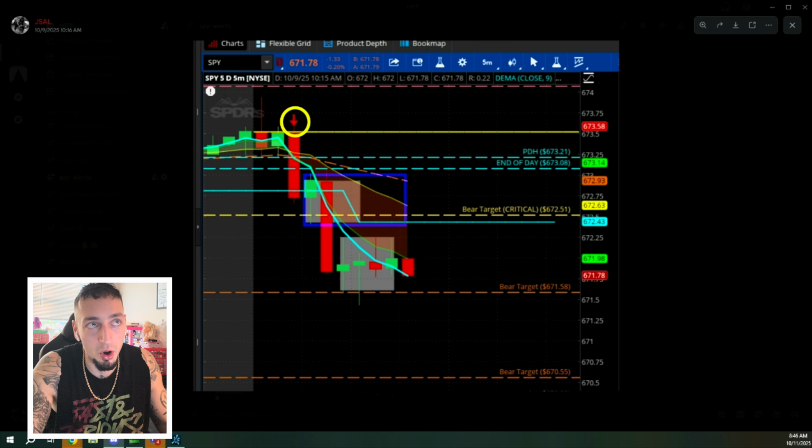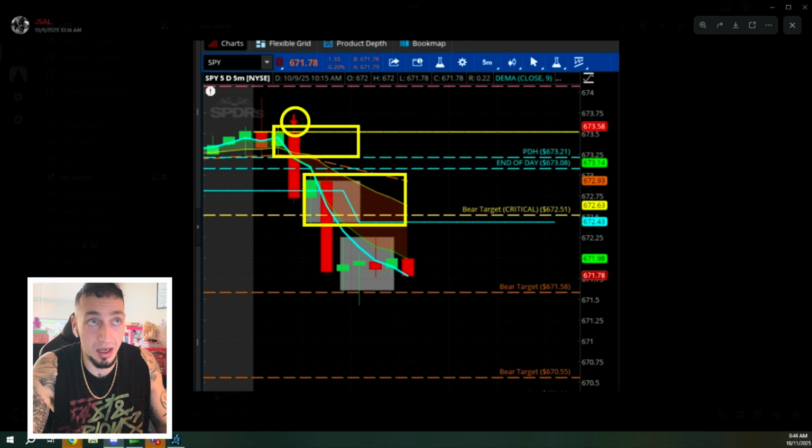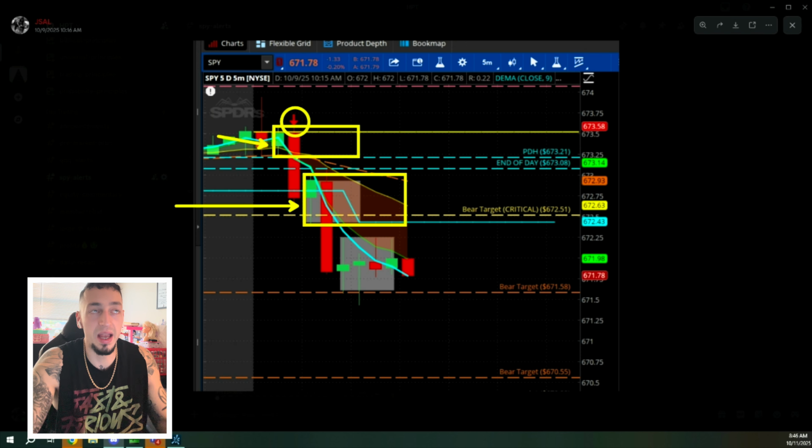All right, these are what I call GBIs. Okay, these are very important. This is what we call a green bar that gets ignored, okay, GBI. Price sells off through it. What do you guys think is actually happening here, okay?